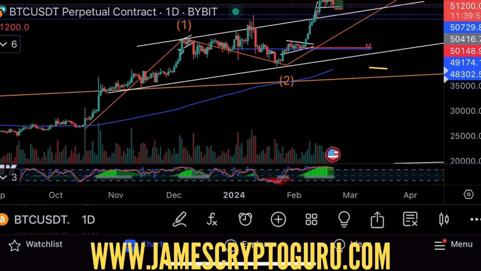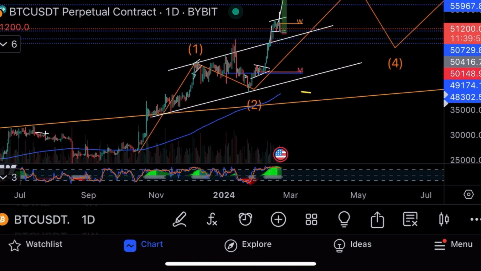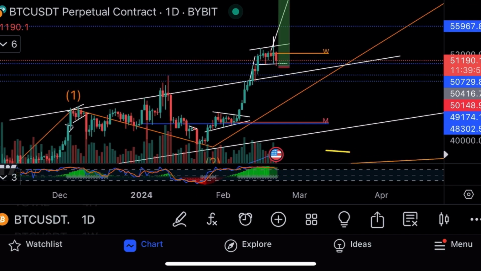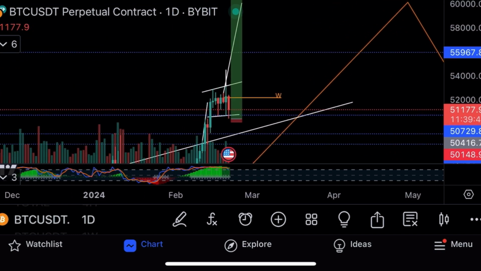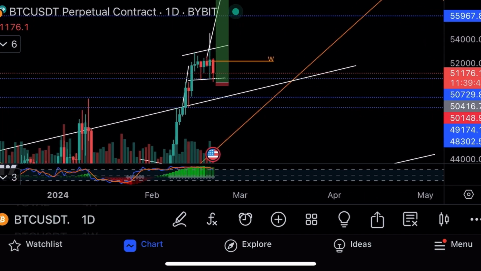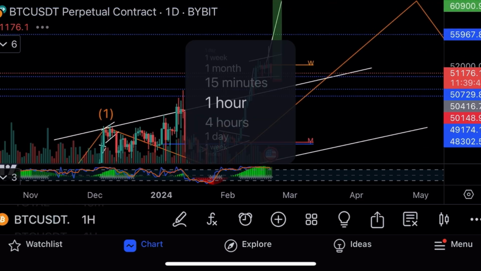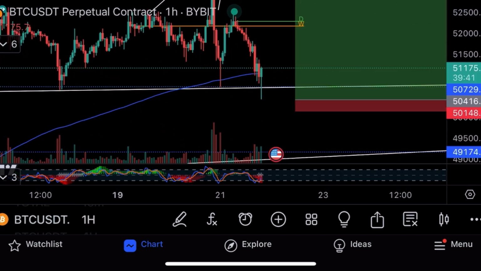It should be more than the 0 to 1 impulse, so it should be bigger. That's why I was so surprised. That's why my target was 61k, because this 2nd to 3rd impulse wave should be the biggest. Now let's see if Bitcoin holds here. But with this 50k, all these supports, 49, I do think it would hold here. Unlikely that it's breaking support here.